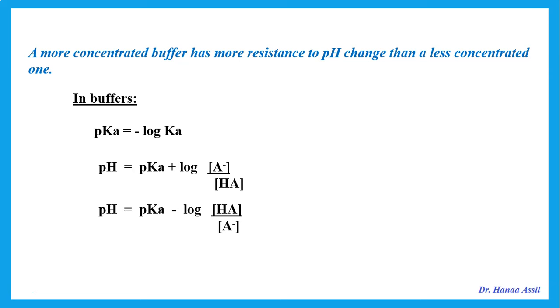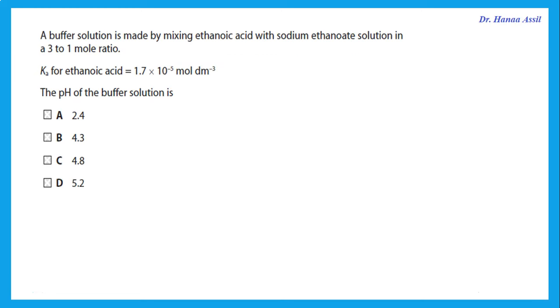Now, a more concentrated buffer has more resistance to pH change than a less concentrated one. So if we have two buffers, the one that is more concentrated is a better buffer. Now, in buffers, these are the equations that we use. pKa is minus log Ka, and then we put it into this equation. We can use either pH is equal to pKa plus log of the base over the acid, or minus log the acid over the base.